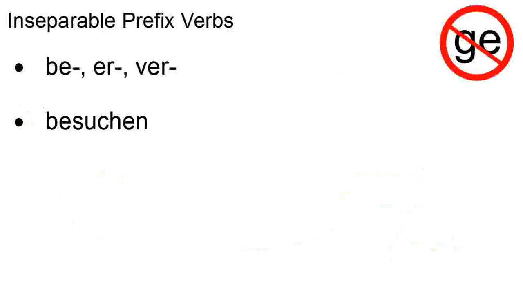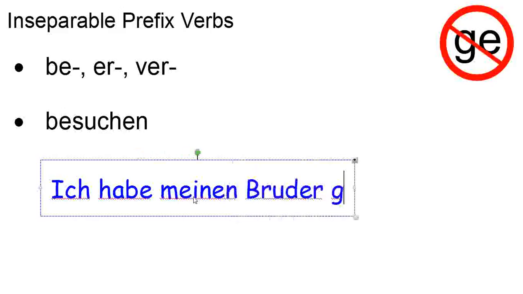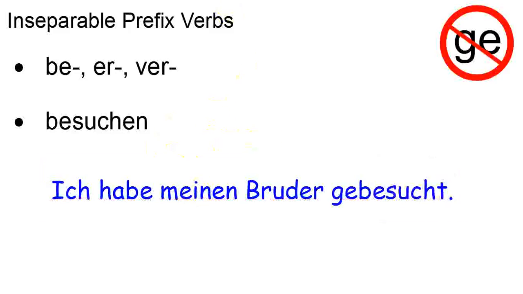Now, there are some exceptions to the rule. First of all, verbs with inseparable prefixes don't get a ge in front of them. I can't say, ich habe meinen Bruder gebesucht. That's wrong, wrong, wrong. So it is simply, ich habe meinen Bruder besucht. So that's inseparable prefixes, and those are three of the most common ones. Another one is ge itself, like gewinnen, to win, or gehören, to belong to.